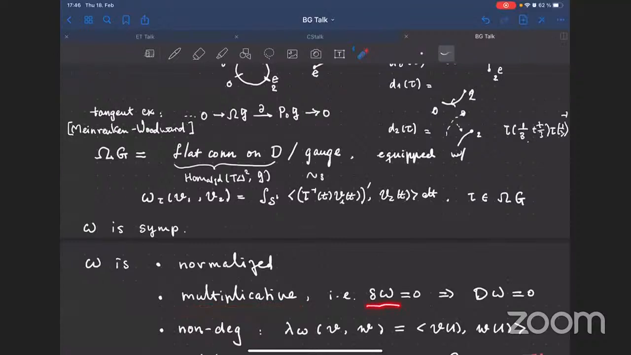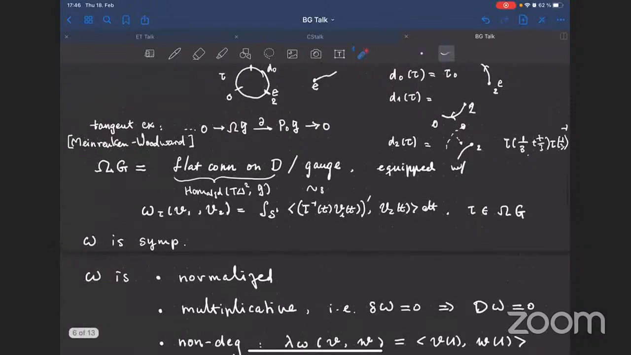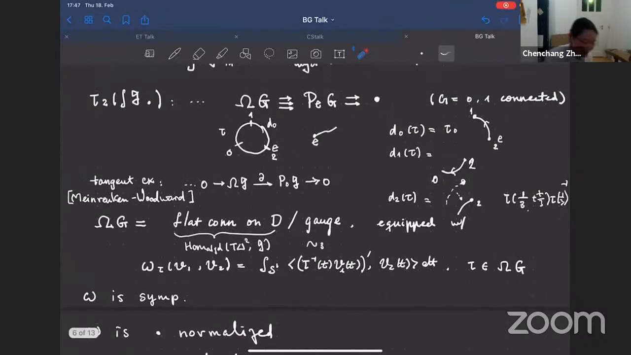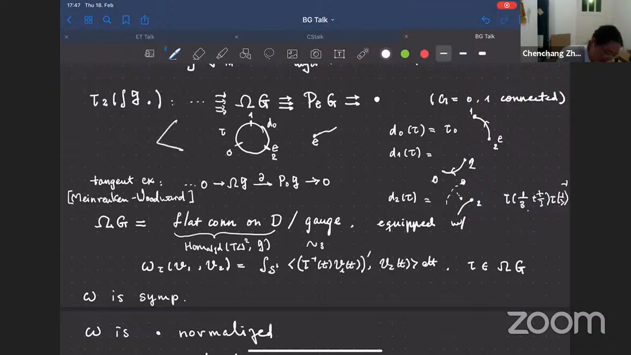Chenchang, yeah. Could you say how one checks that it's multiplicative? Probably I'm still somewhat missing how those definitions work. So this delta omega equal to 0. What does this equation mean? Right, exactly. Very good question, because once you need to verify it's multiplicative, you need to go to the mysterious third level. The third level is a tetrahedra. Thank you for asking this question.